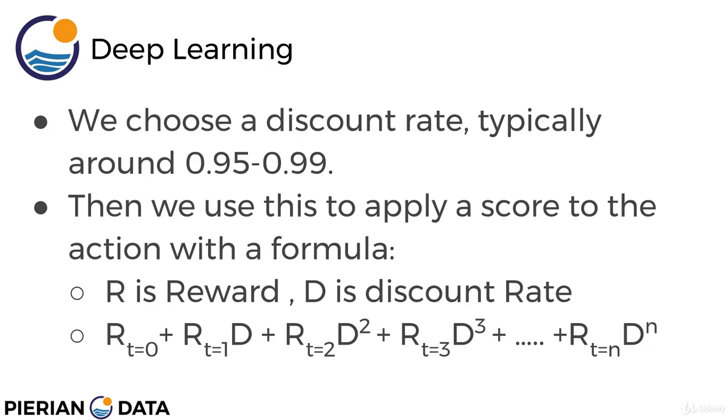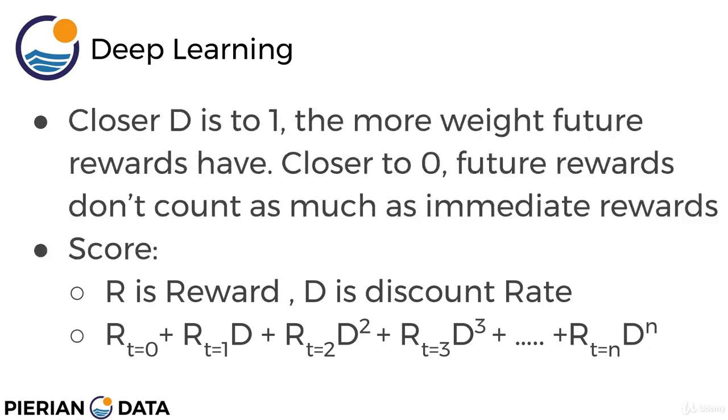So you can see that future rewards end up getting less and less, because if you have something that's less than 1 and you keep squaring it, that becomes a smaller and smaller number. So the closer that discount rate is to 1, the more weight future rewards will have. The closer the discount rate is to 0, the less future rewards count compared to immediate rewards. And hopefully you can see that if you were to plug in some numbers into this score formula.